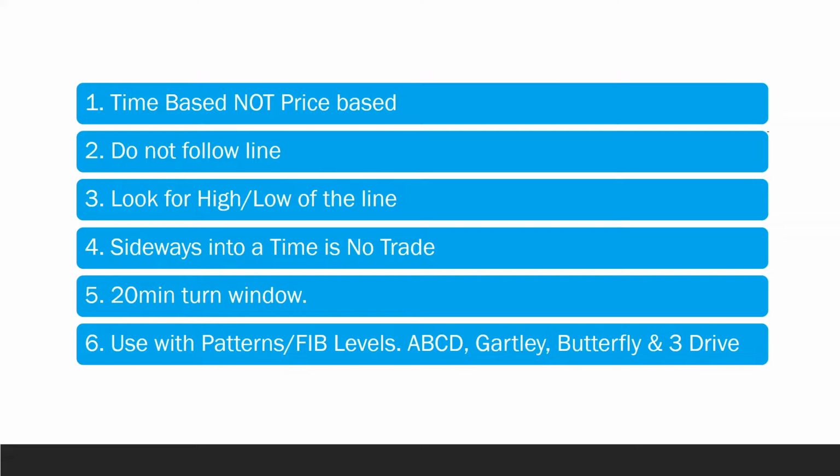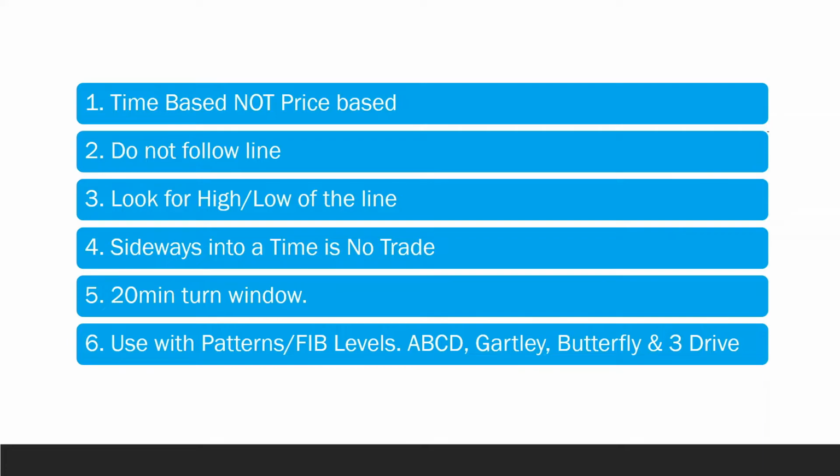Number four, we have sideways into a time as a no trade. Like I was saying before, we want to see it getting into a low or a high to reverse that trade and go long or short. Number five, it's a 20-minute turn window. Around the time you're given, it can turn about 10 minutes either side and still be valid. I'll go through a few examples later on.